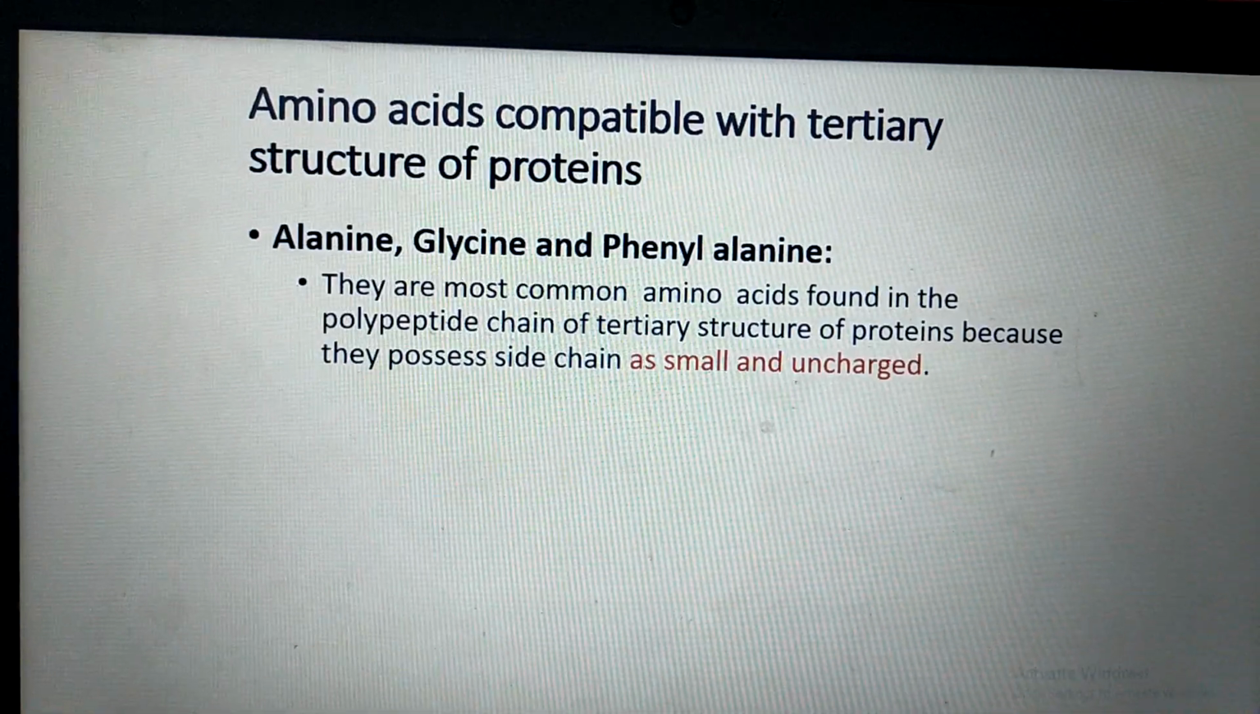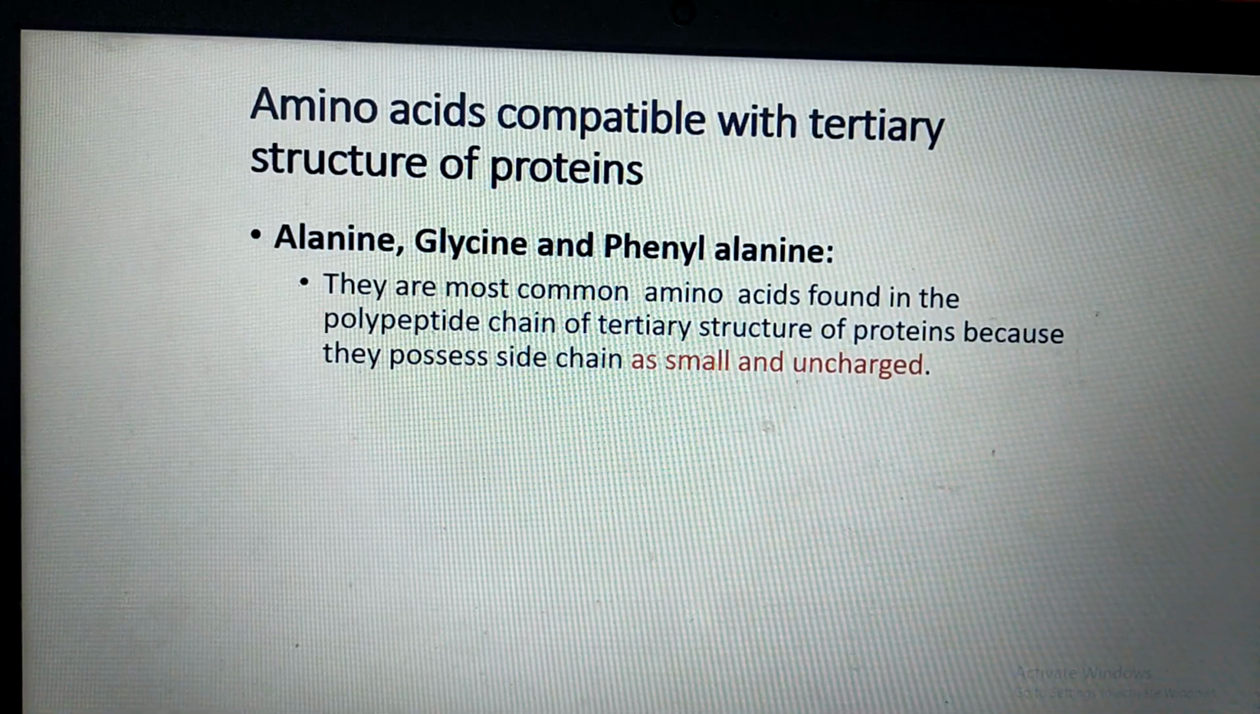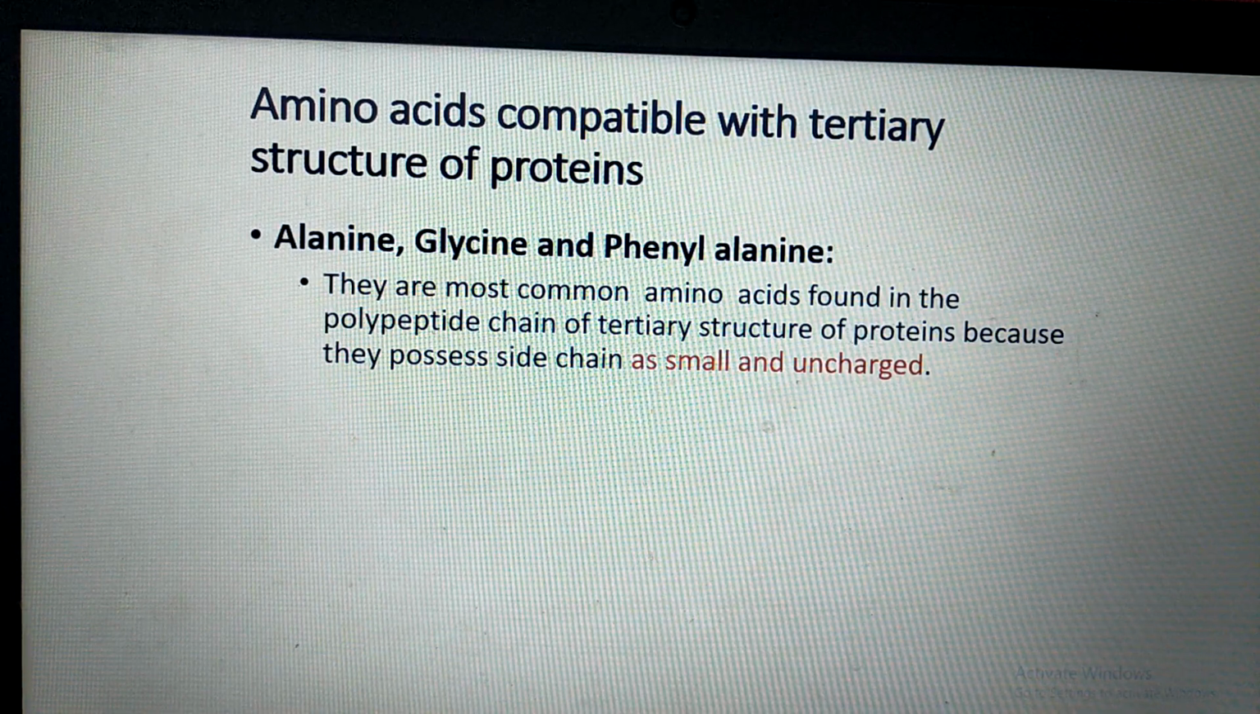Now the amino acids which are compatible with tertiary structure of proteins are again alanine, glycine and phenylalanine. They are the most common amino acids found in the polypeptide chain of tertiary structure of proteins because they possess side chains that are small and uncharged.